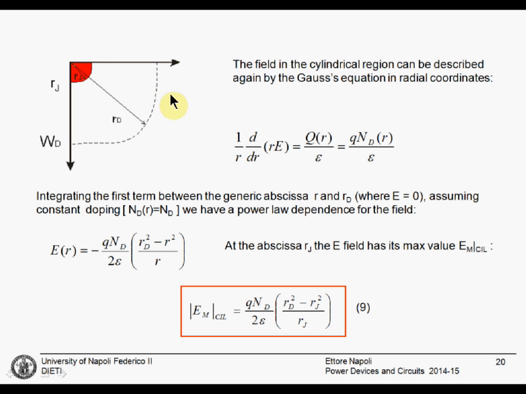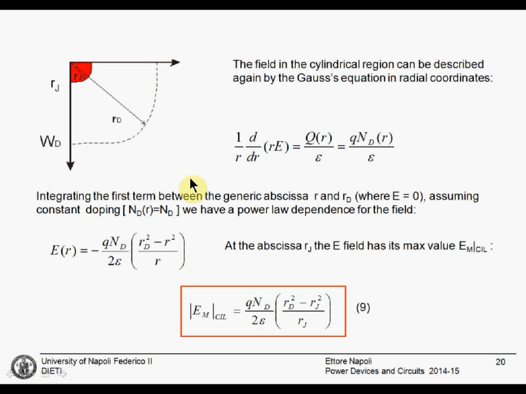Obviously, we are in the lightly doped region. In the epilayer region, the doping is constant. It's not a function of R. We can integrate this first term between a generic abscissa R and RD, that is the edge of the depleted region. And we know that here the electric field is 0, because outside the depleted region we are in the neutral region with no electric field, and the electric field is continuous, it does not have steps, because we don't have layers of charge with very high concentration.